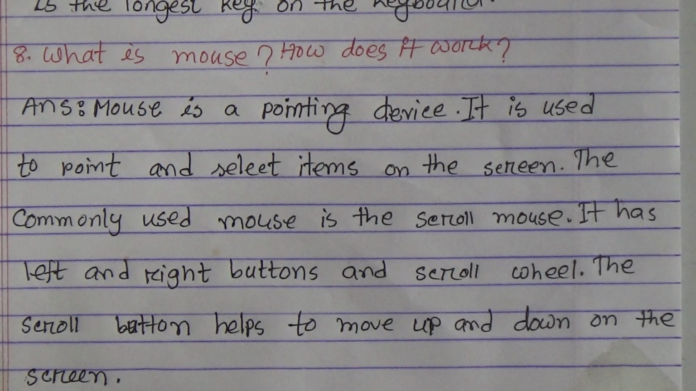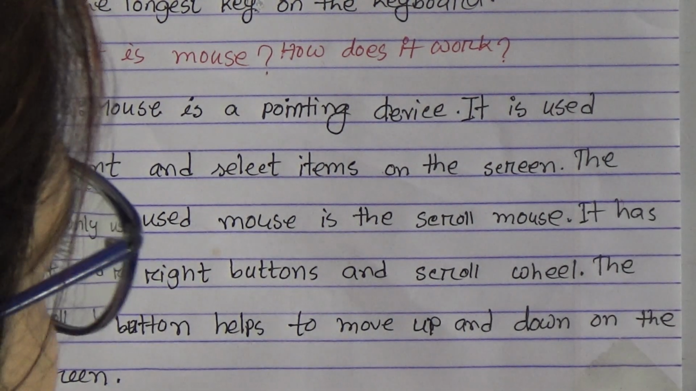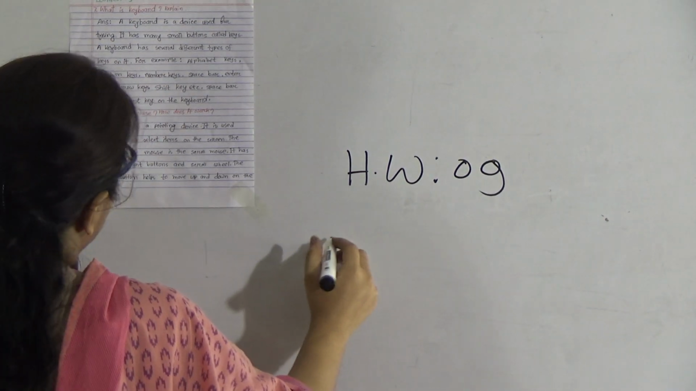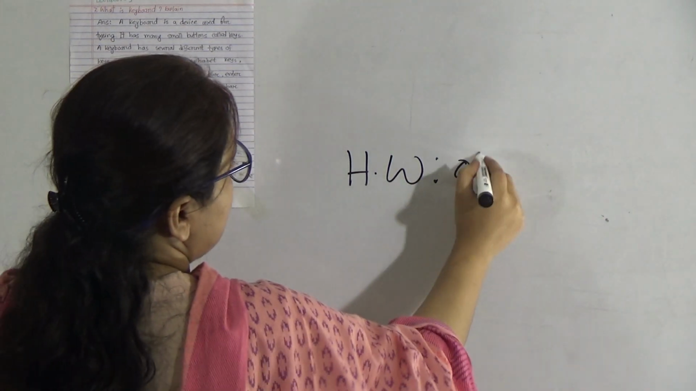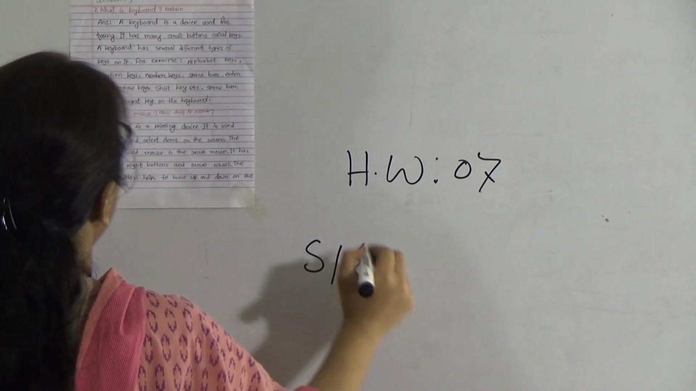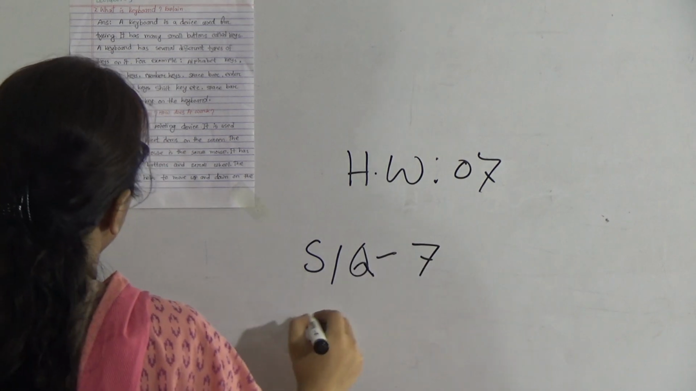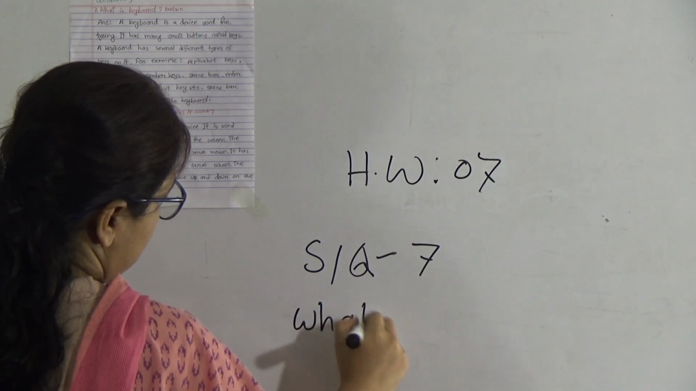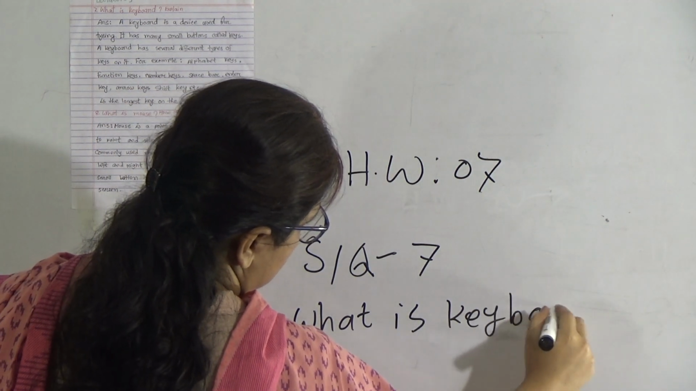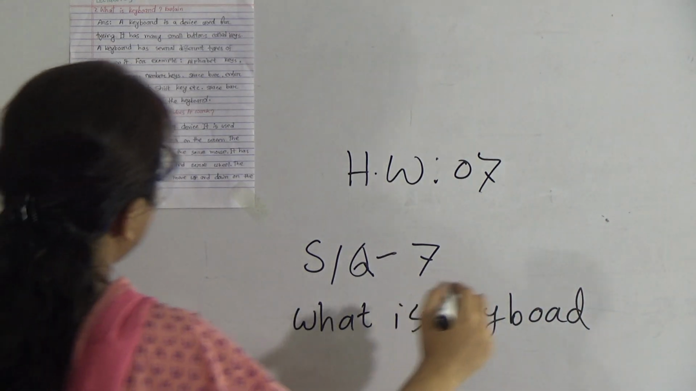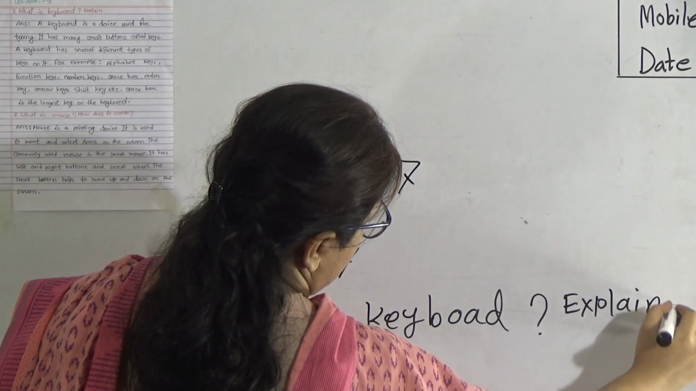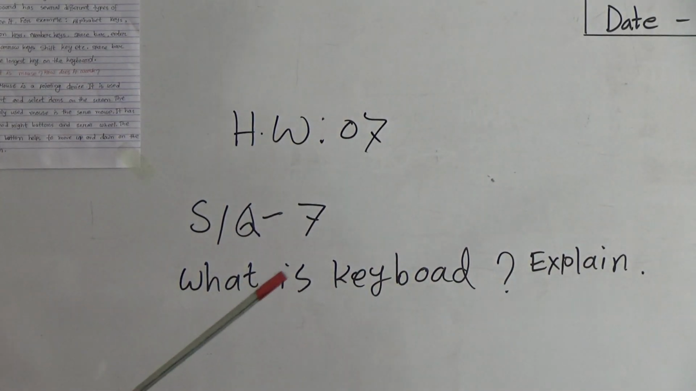So dear students, your homework will be homework number 9 and homework number 7, short question number 7. What is keyboard? Explain. Here is your homework.